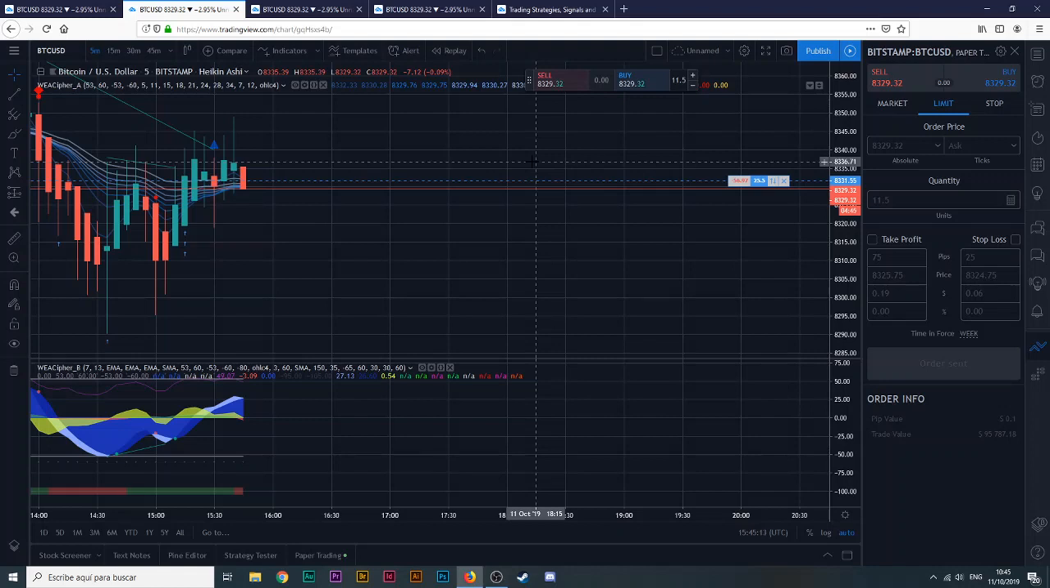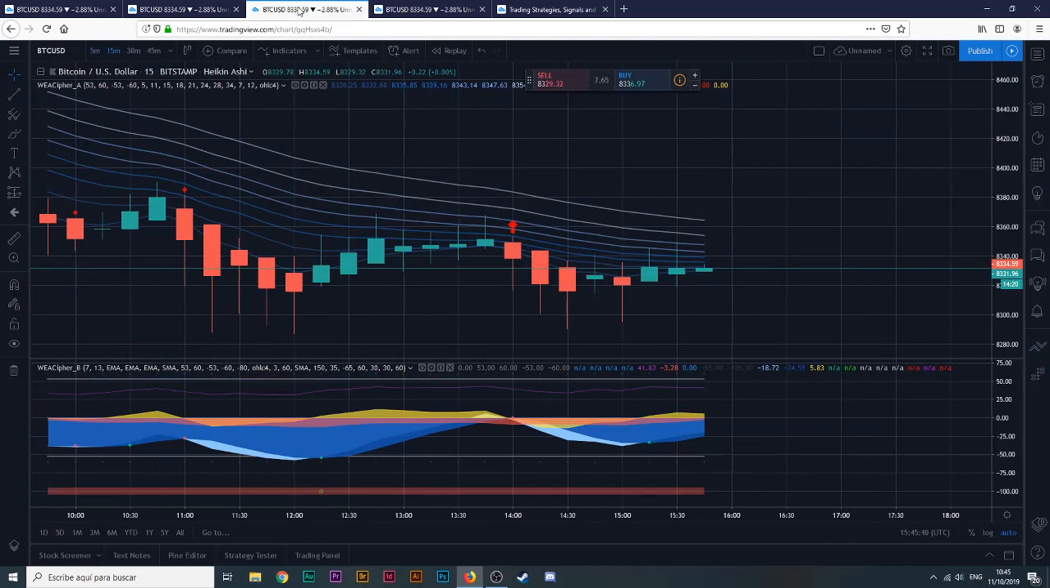The market's pretty choppy right now. There is no trend. Market's turning down, the yellow line crossing zero. Cash flow turning negative on the 5-minute chart.